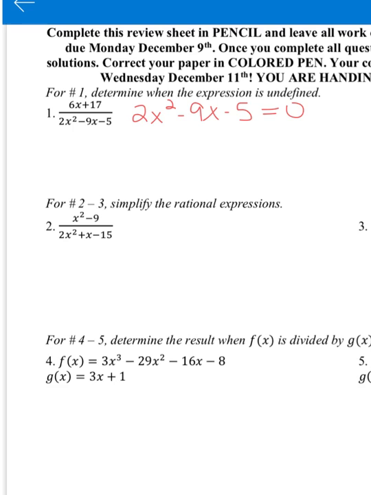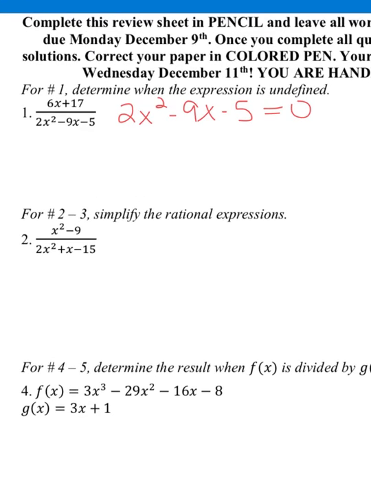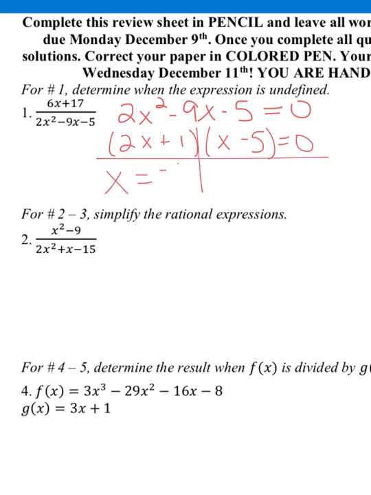So this is a quadratic, so you have 3 ways that you can solve it. You could do quadratic formula, you could do completing the square, or you could just factor it. So if you do master product, that's what I usually do, you should end up with 2x plus 1 times x minus 5 equals 0. You set up your t-chart, so you get x is equal to negative 1/2 and x is equal to 5.